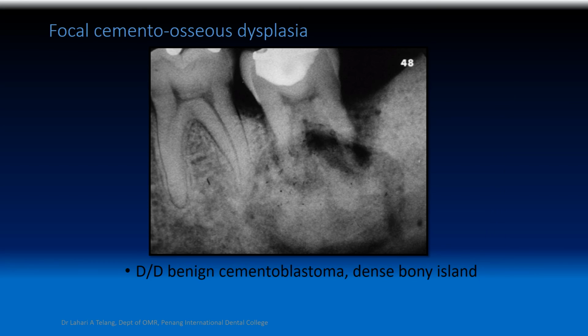Focal cemento-osseous dysplasia is the terminology used when similar periapical cemental dysplasia is seen in the molar region. Also, the appearance is very similar to the previous case, with the differential diagnosis of benign cementoblastoma or dense bone island. Irregular radiopacity with a rim of radiolucency is seen very close to the periapex of teeth.